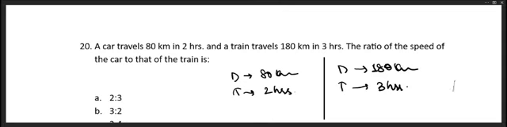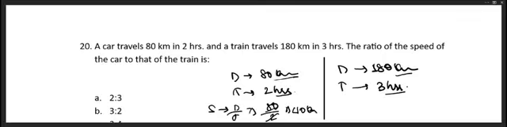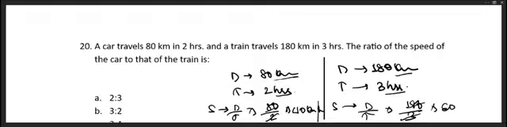The ratio of the speed is, we have to find the ratio of the speed, and as we know, speed is equal to distance upon time, and both the units are in kilometer and hours, so we don't need to change the unit of the given values. After putting the values in the formula, we will get 80 by 2, that is 40 km per hour. Again, speed is equal to distance upon time, 180 upon 3, that is 60.